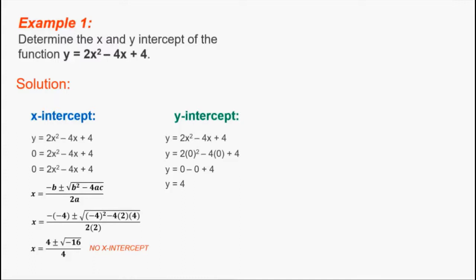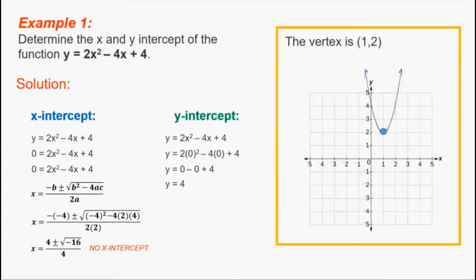If ipapakita natin ito by graphing, ganito ang illustration niya. The vertex is at 0, 2. Ito yun. And here is the parabola. So, we have no x-intercept since walang point sa parabola ang nag-pass through sa ating x-axis. And we have the y-intercept here at 0, 4.